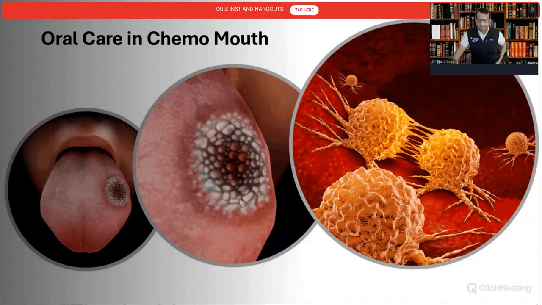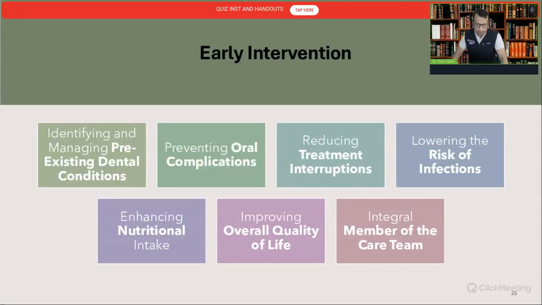So let's discuss how to deal with oral care in chemo mouth. What should we do in order to mitigate and prevent these situations, and even if sometimes the situation occurs, how do we deal with it in a more natural way rather than a synthetic or chemical-based one? As the golden saying goes, prevention is always better than cure. There is no treatment that can outdo the prevention side of any disease.